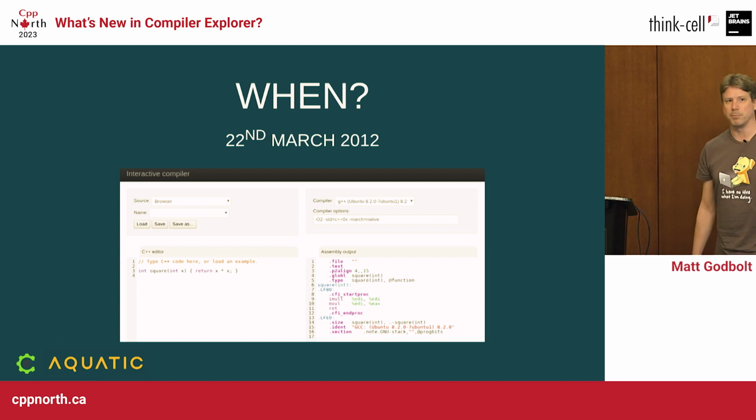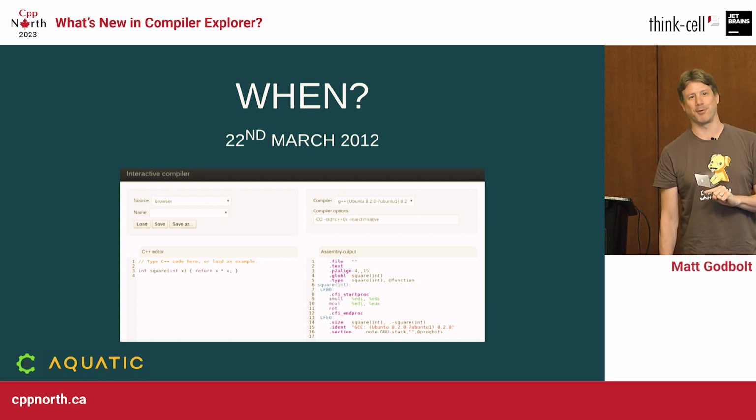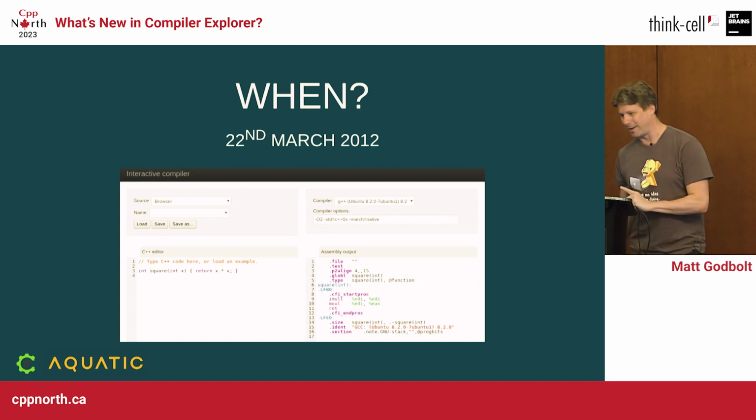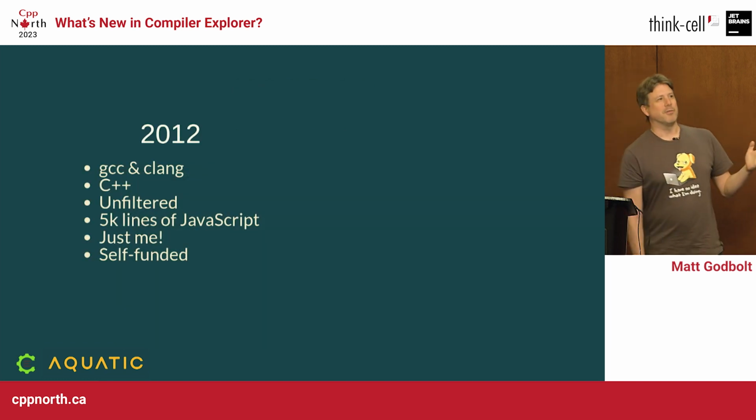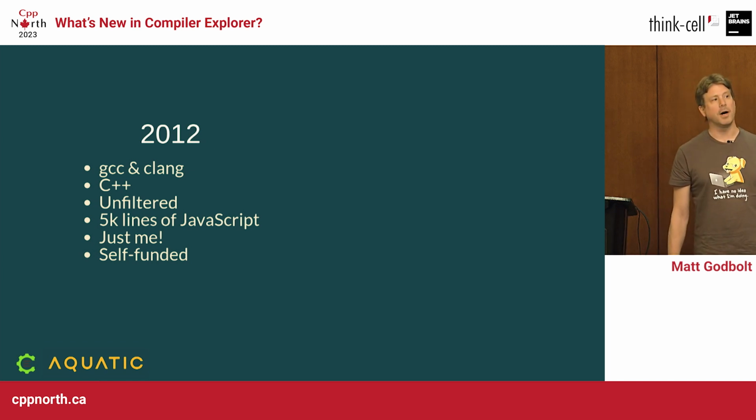But of course, most people refer to it by the domain name, which is my name, and it's weird for me to call it that. So I will be calling it Compiler Explorer, even though I know you all don't call it that. In 2012, we had GCC and Clang, and we just supported C++. The output was pretty unfiltered; it was pretty much the result of what the compiler gave us.